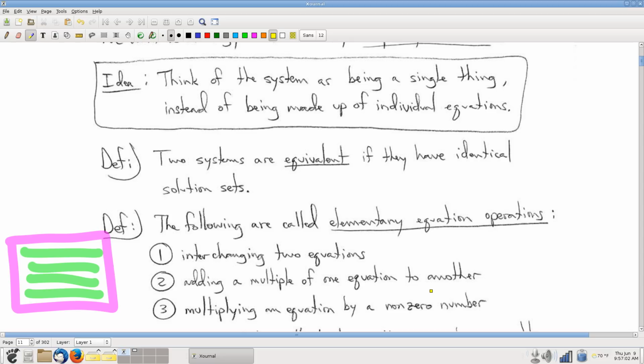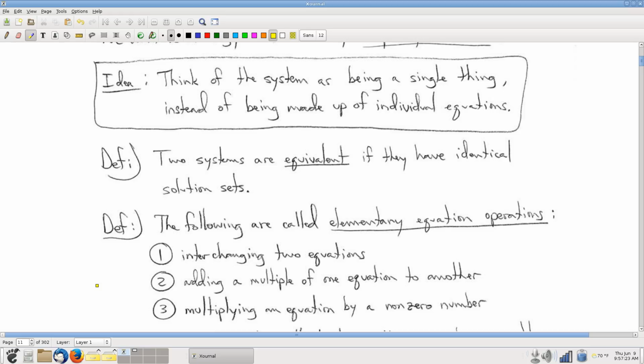Okay, last of these 3 elementary equation operations. You can multiply one of the equations by a non-zero number. So I could take this third equation, for example, and I could multiply it through by 7. Now, it would again give me a different system. It's a little bit different anyway.